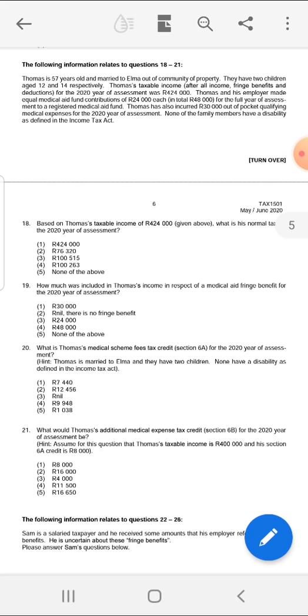Yeah, instead that will be required to calculate the medical aid or normal tax.